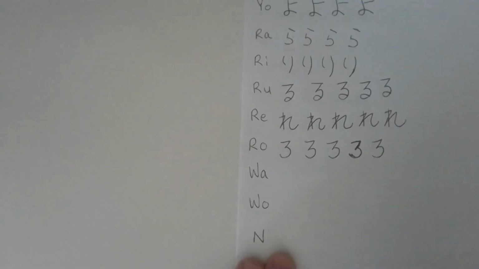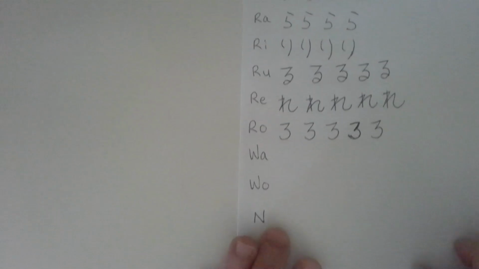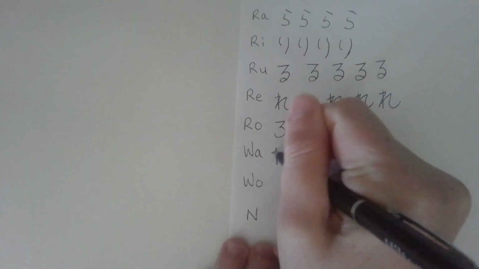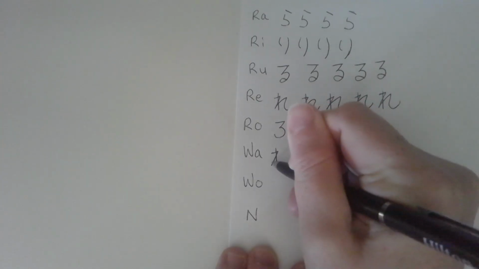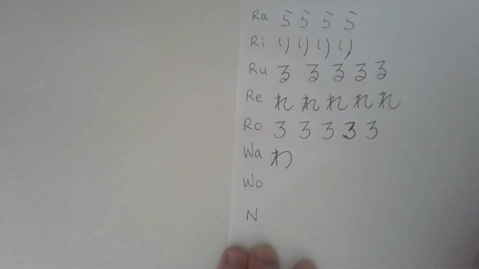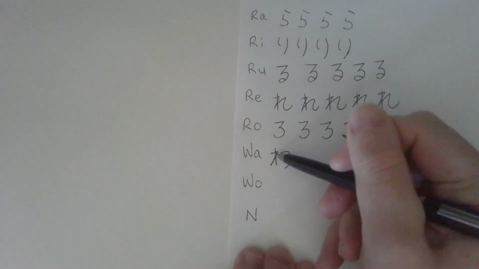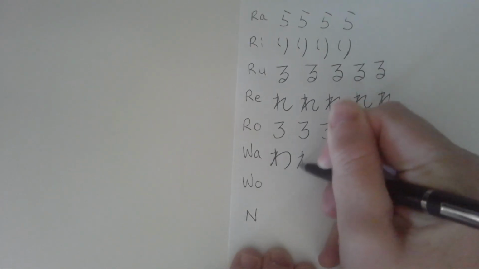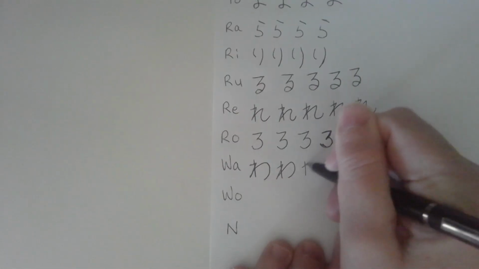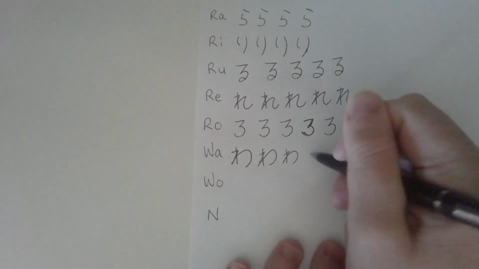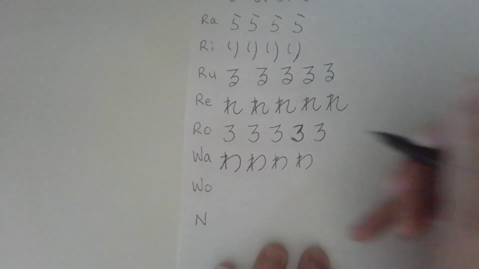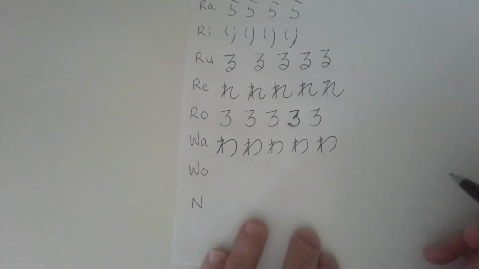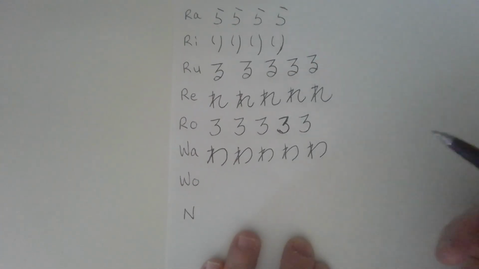Alright, wa. Wa is a fun one to write. So it's a line down, the Z pattern, and then go up, and big curve, and then back in. It doesn't have to be perfect. People will understand what you're writing. It's a very big curve.